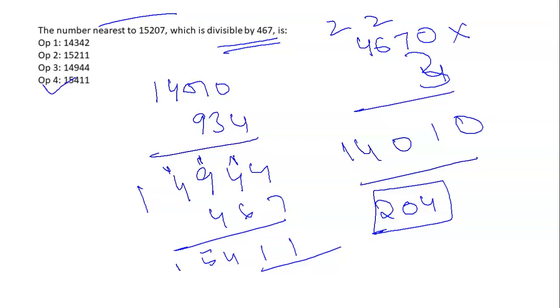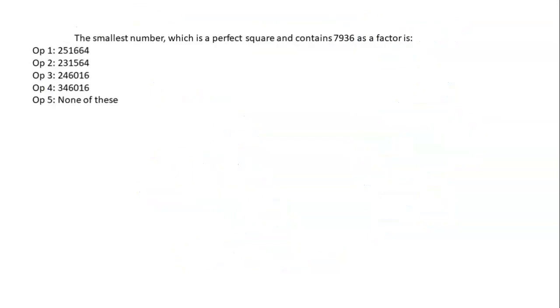Here's the difference. It could be a prime number, that's why. 467 itself could be a prime number. So here's 15411. Okay. Next question. The smallest number, which is a perfect square and contains 7936 as a factor, is.